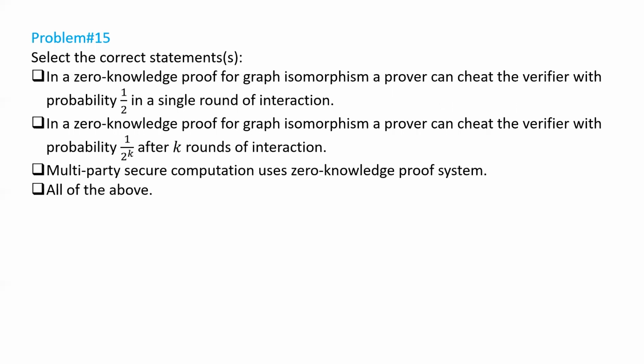The last question: select the correct statement. In a zero knowledge proof for graph isomorphism, a prover can cheat the verifier with probability half in a single round of interaction. In a zero knowledge proof for graph isomorphism, a prover can cheat the verifier with probability 1 by 2 to the power k after k rounds of interaction. And multi-party secure computation uses zero knowledge proof system. All of the above. Would you like to answer this?